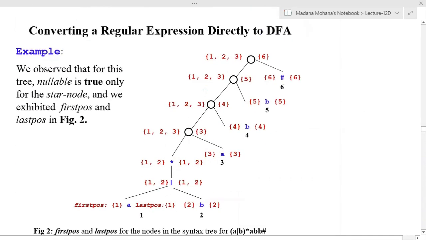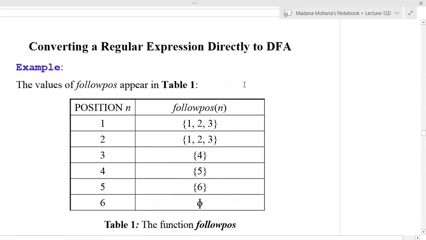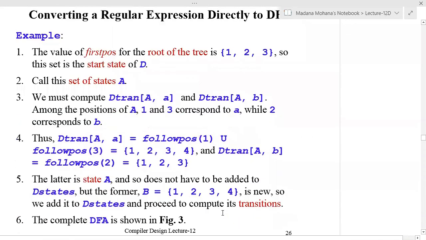Now we computed the firstpos and lastpos values for all the nodes. This also we explained. The followpos values also we constructed. Now we will continue with finding states and their transitions. The firstpos value for the root of the tree is {1, 2, 3}. So this is the start state of the DFA.